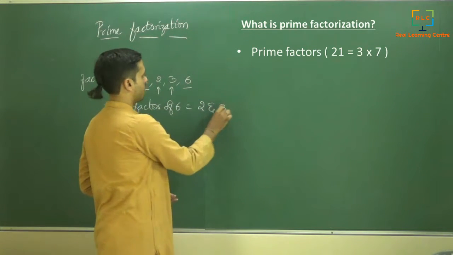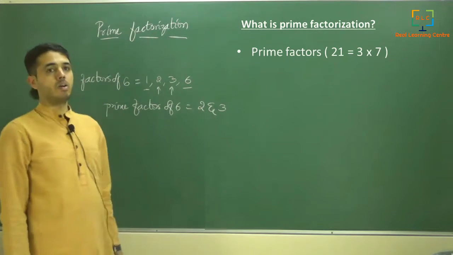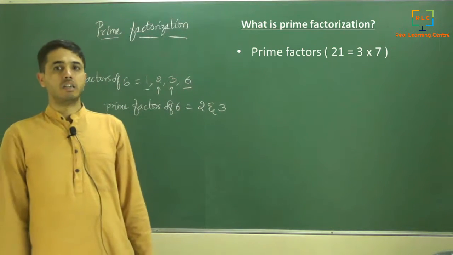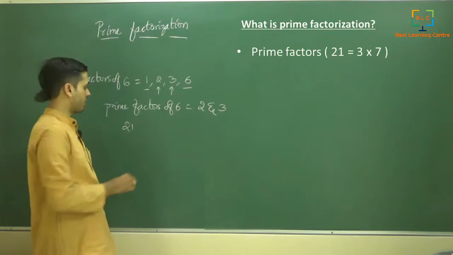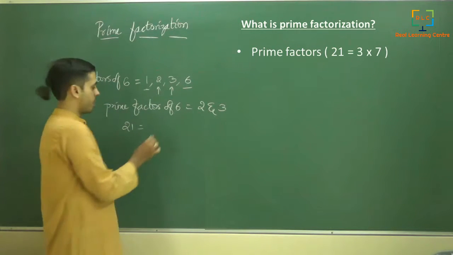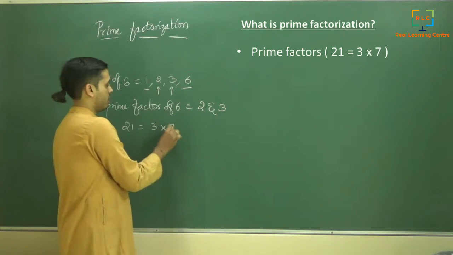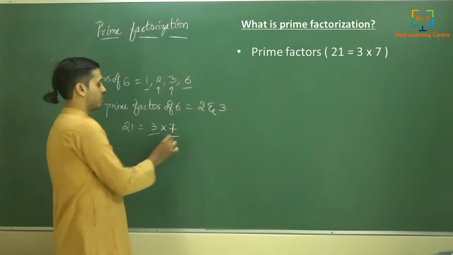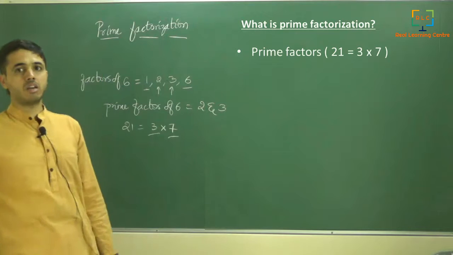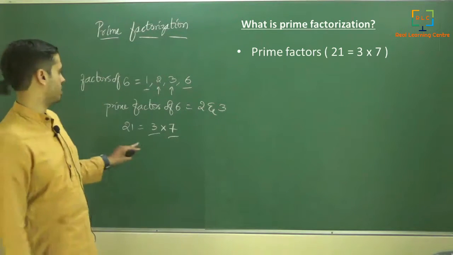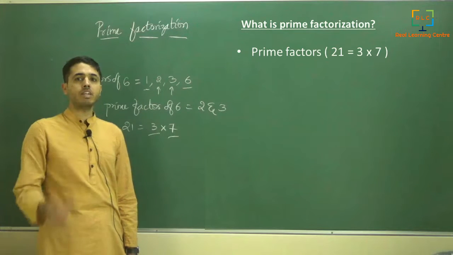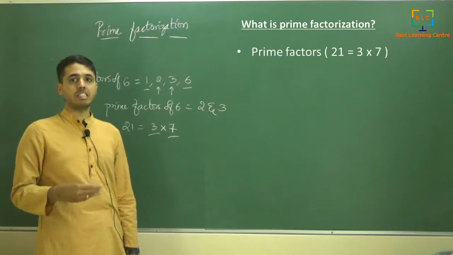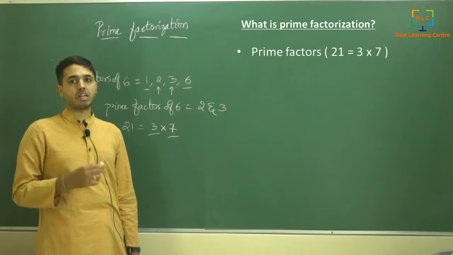In the example I have given there, we have taken number 21 and factorized it into 2 prime factors, 3 into 7. Both 3 and 7 are prime numbers and they are also factors of 21. So 3 and 7 are the prime factors of number 21. Having understood what prime factors are, now let us see what is meant by prime factorization.